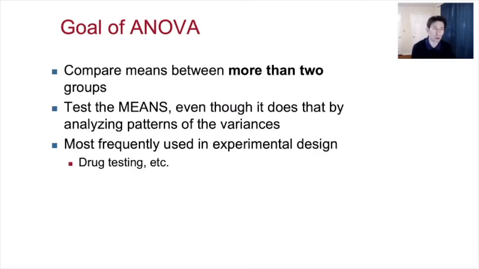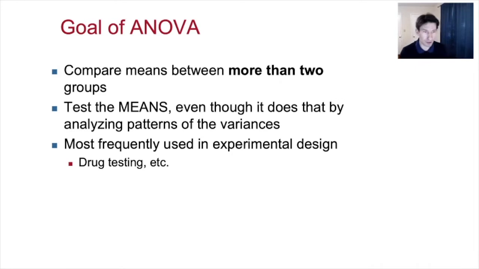What is the goal of ANOVA? The goal of ANOVA is to compare the means between more than two groups. So remember, in chapters 8 and 9, we learned how to test hypotheses about one sample. Then in chapter 10, we learned how to test hypotheses about two samples. Now we are talking about more than that. We are talking about three groups or more.